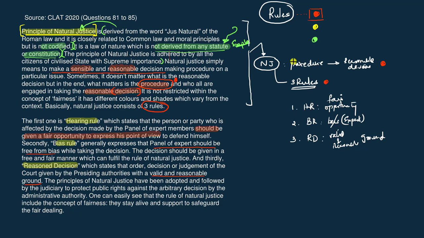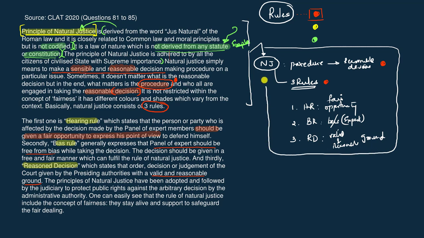So when we read this particular passage, ladies and gentlemen, this is all that I take away. What I understand is that the passage talks about natural justice in the fact that there are 3 rules. Rule number 1 is a hearing rule. Rule number 2 is a bias rule. Rule number 3 is a reasoned decision rule. The hearing rule, you have to be given a fair opportunity. Bias rule, no bias. Reasoned decision, the decision has to have certain grounds.